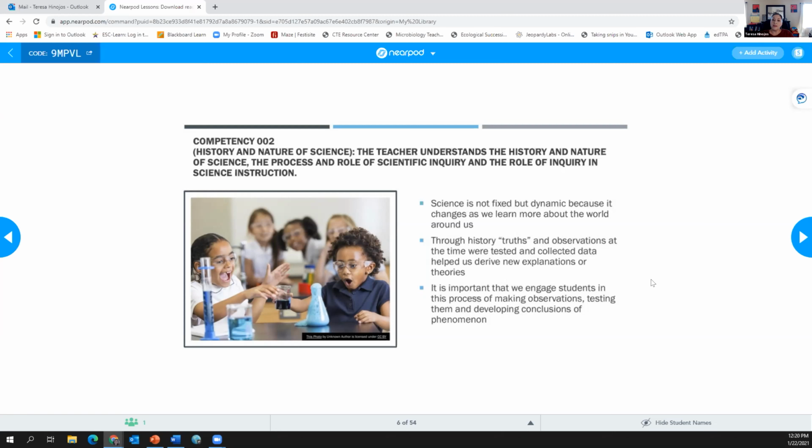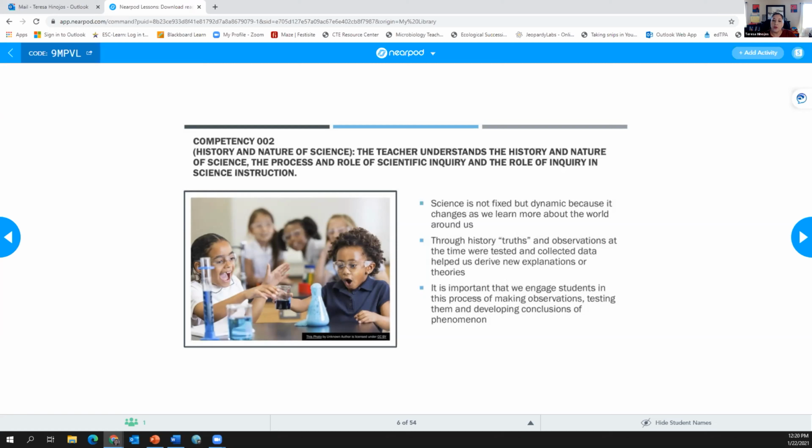But over time, there have been ideas with religion, or ideas with culture, and they've been tested, and through science and observations and experiments, we've been able to show otherwise just based on data.